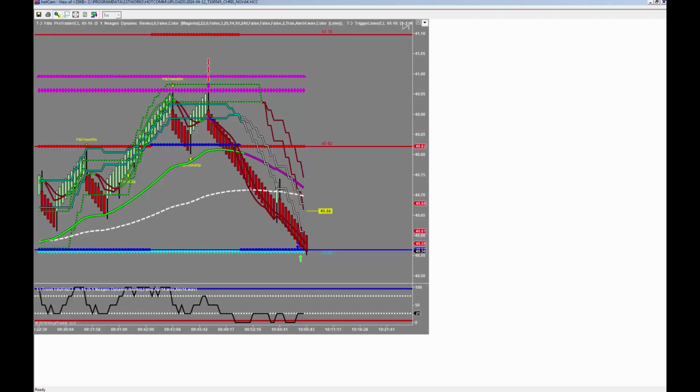Chris, short at resistance, out at support. I expect nothing less out of you, son. Nice trade.